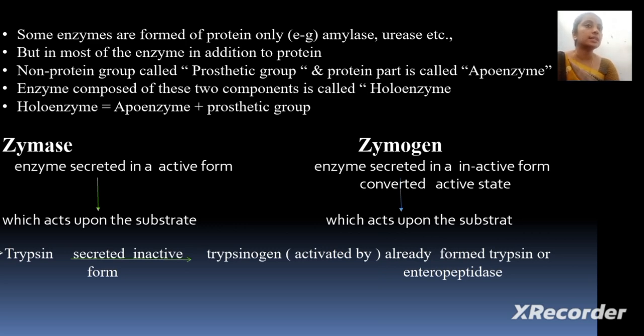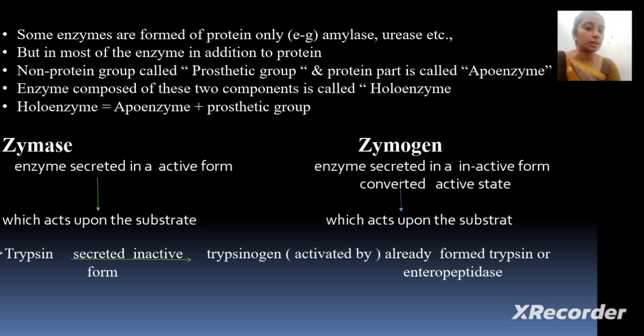Next we see about zymase and zymogen. If an enzyme is secreted in a form which acts upon the substrate as such, it is called zymase. All endoenzymes are of this type. The enzyme secreted in an active form is called zymase. The enzyme secreted in an inactive form, which is converted to the active state and then acts upon the substrate, is zymogen. But zymase is secreted in the active form which acts upon the substrate.